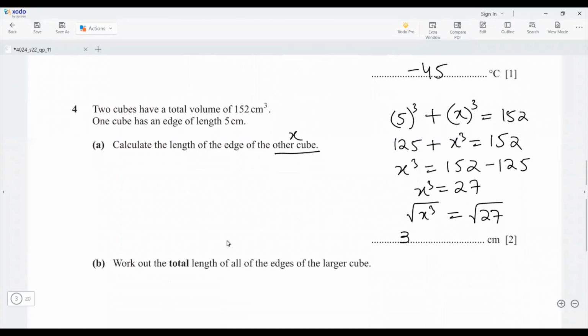Moving towards the next part, work out the total length of all of the edges of the larger cube. Total length of all of the edges means we have to add all of the lengths of the edges of the larger cube. So which is the larger cube, the one having length 3 centimeter or 5? So obviously 5 is the greater among these two. So we have to add all of these.